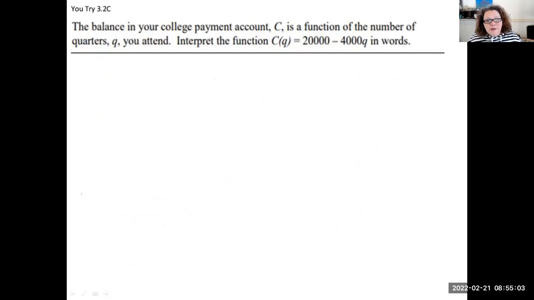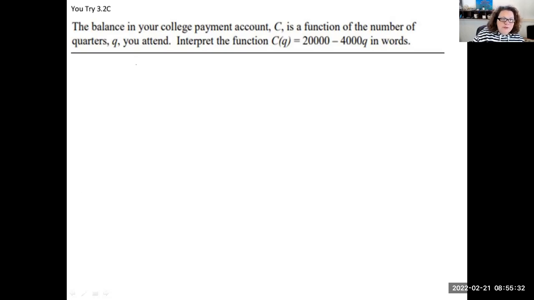The balance in your college payment account, and they're telling you to use the function C, is a function of the number of quarters, Q, you attend. Some colleges have quarters instead of semesters, so they would have it 4 times a year. Interpret the function C, the college payment account, C of Q is equal to 20,000 minus 4,000 Q in words.